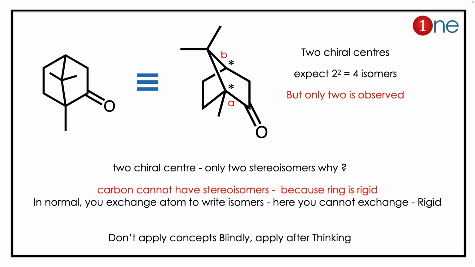Here the answer will be easy if you draw it in the Norbornyl kind of architecture, showing the bridges very clearly. If you look at it, it has two chiral carbons, the starred carbons A and B. So with two chiral centers we expect 4 isomers.